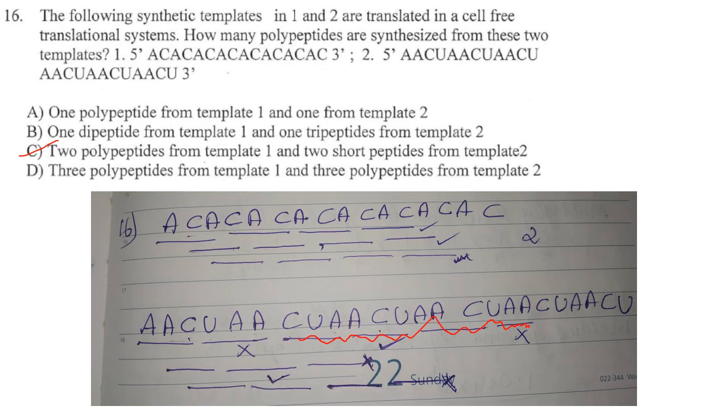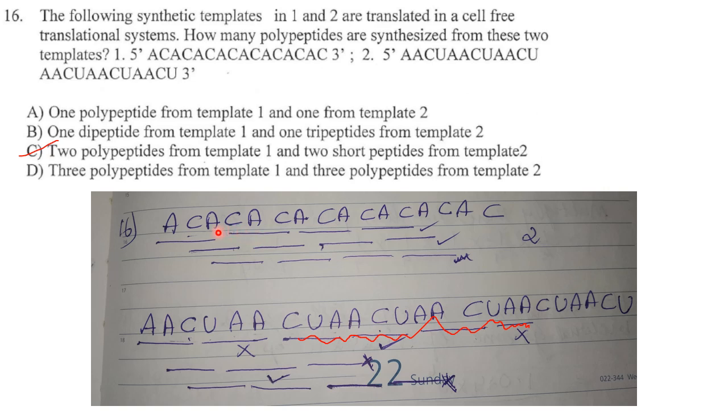The next question. The following synthetic templates 1 and 2 are translated in a cell-free translation system. How many polypeptides are synthesized from these two templates? So this is your template 1. Cell-free translation system means you can have any reading frame. So first ACA, CAC, ACA, CAC, ACA. That will be your first protein. Then next, if you start from nucleotide C, CAC, ACA, CAC, ACA. Protein sequence is different. First it was ACA, CAC. Next it was CAC, ACA. So protein sequence is different. So two polypeptides are formed.